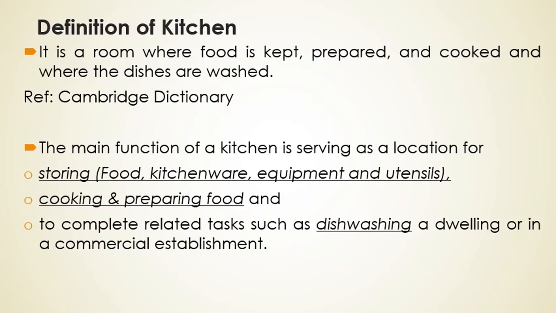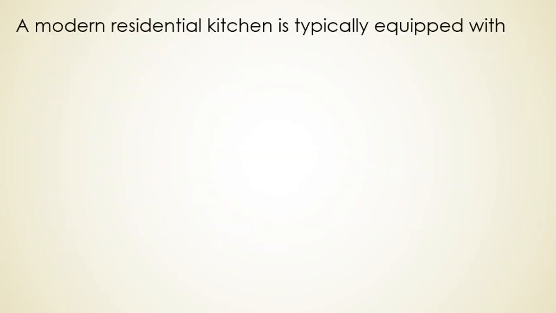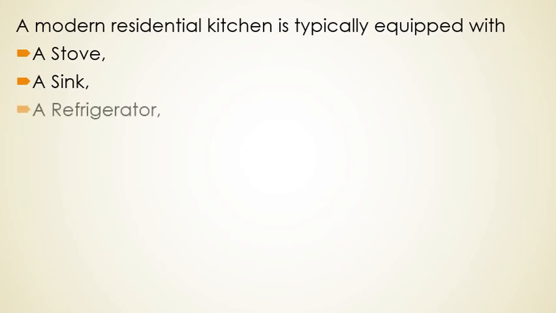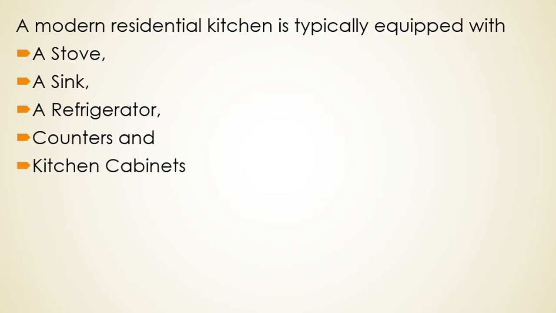Okay, moving forward, a modern residential kitchen is typically equipped with the following. Number 1 is stove, number 2 is sink, number 3 is refrigerator, number 4 is counters, which can also be called countertops, and kitchen cabinets.